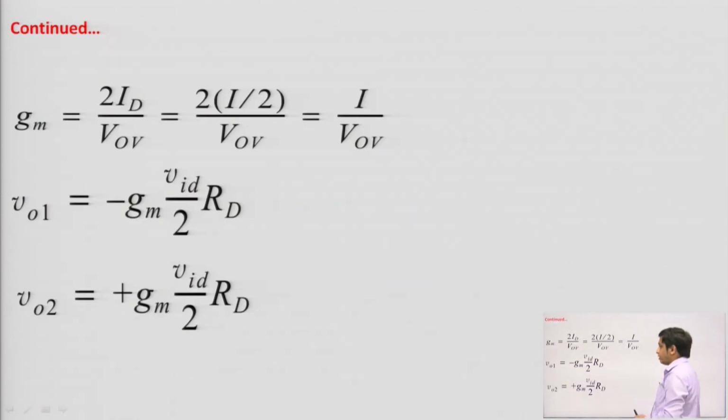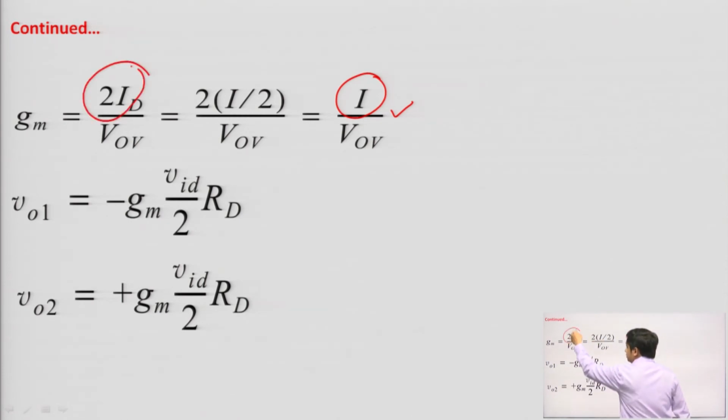Now, what is the transconductance? The transconductance is the total current I upon VOV. I is the current source value and this I is equal to 2 ID, because ID is flowing through the Q1 transistor, and another ID is flowing through the Q2 transistor. So, the total current is I.